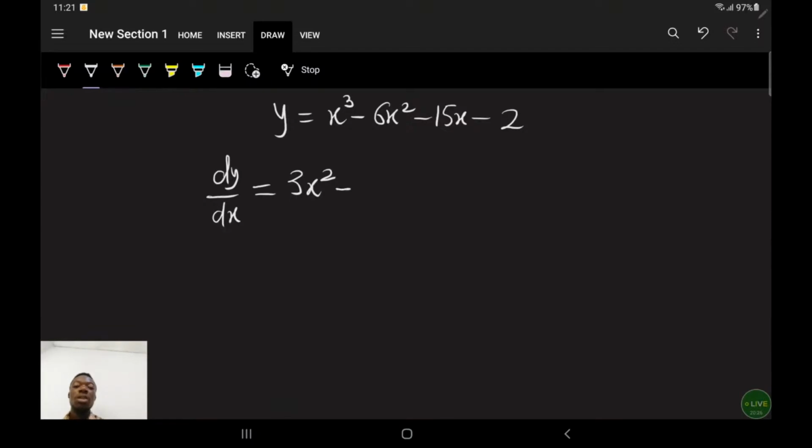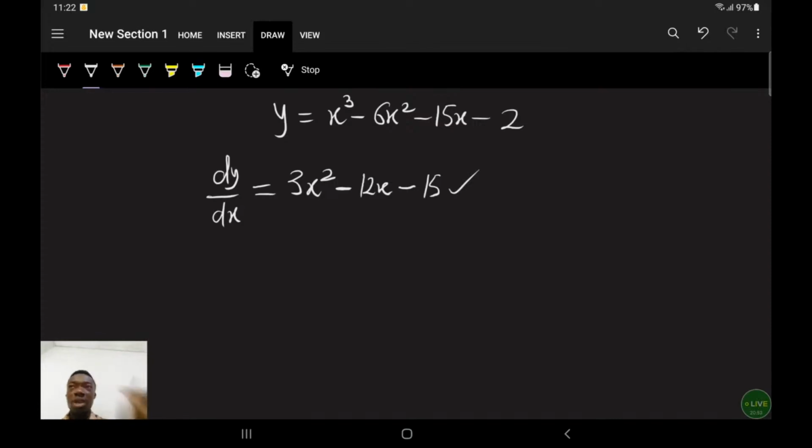When you differentiate 6x squared, it results in 12x. When you differentiate 15x, it results in 15. We said the differential of a constant value is 0, so you don't waste your time writing it. So this becomes the first differential of y equals x cubed minus 6x squared minus 15x minus 2.